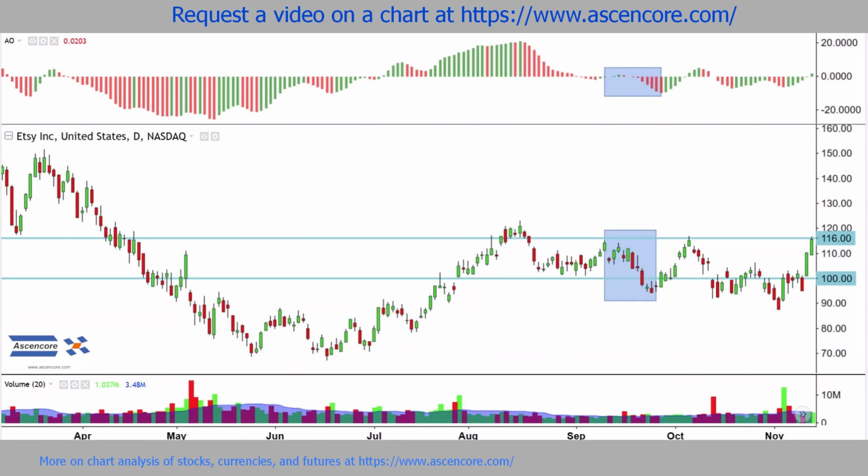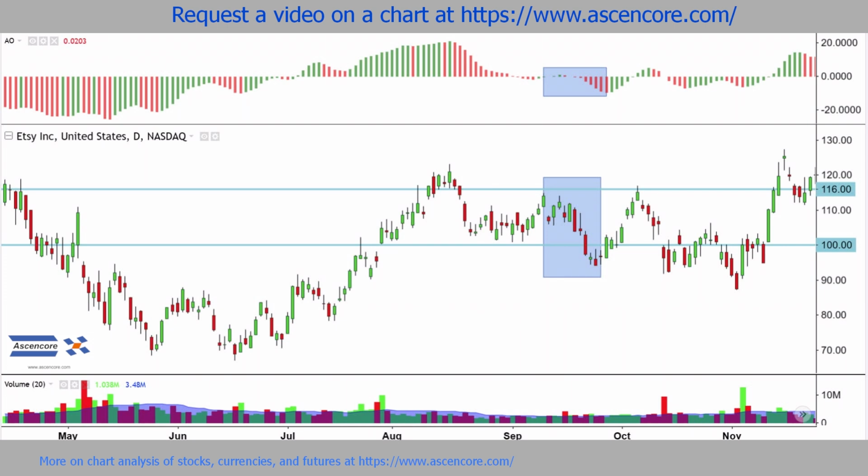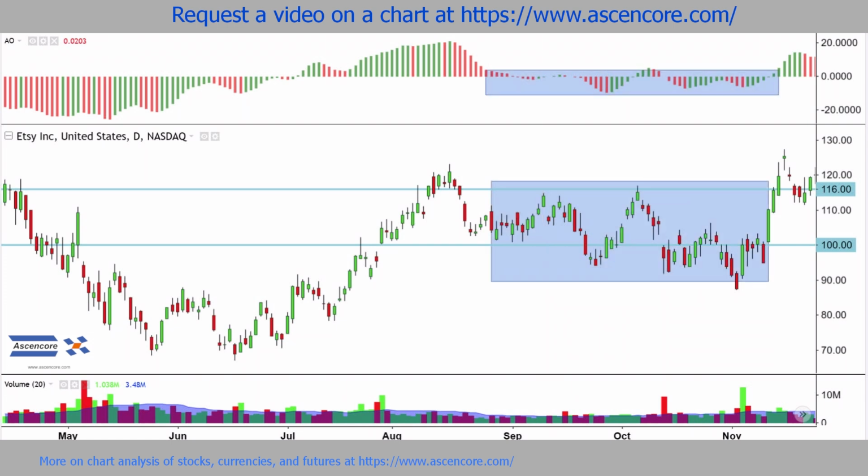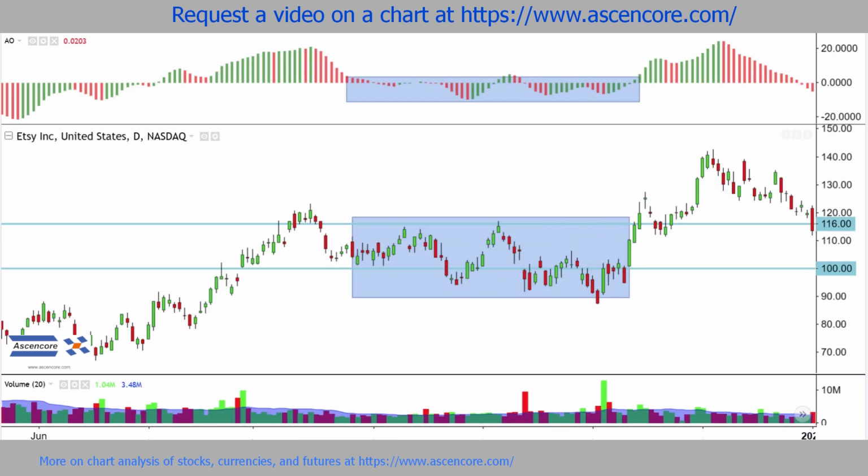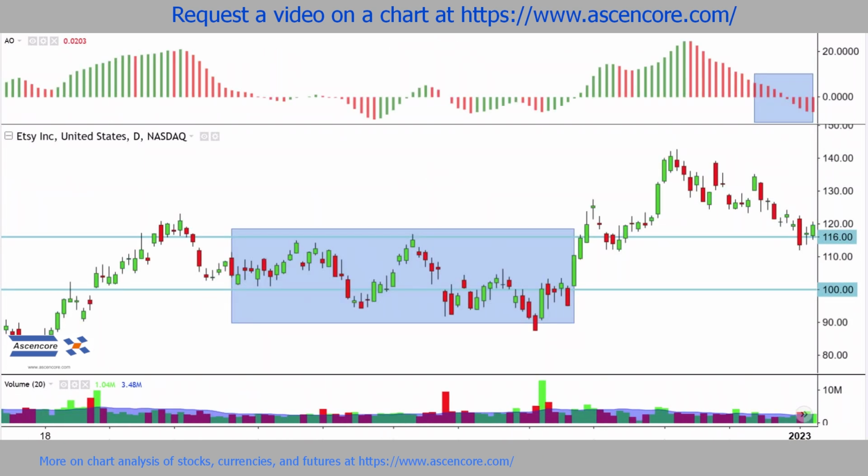Here are some more examples of weak zero-line crossovers in a bearish context. We see those familiar three characteristics where there is a defined range with small bars which only go under zero for a short period. This is a case of moderate bearish momentum.